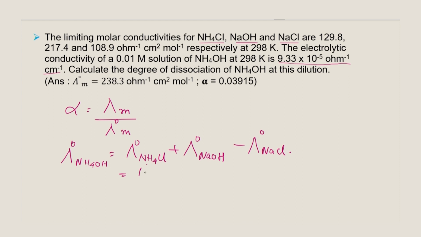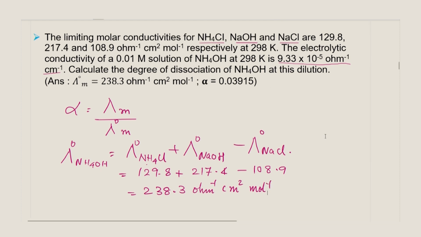that is equal to ammonium chloride 129.8 plus 217.4 minus NaCl, that is 108.9, and from this you will get the answer as 238.3 ohm inverse or Siemens centimeter square mole inverse. So, that is obtained using Kohlrausch's law.